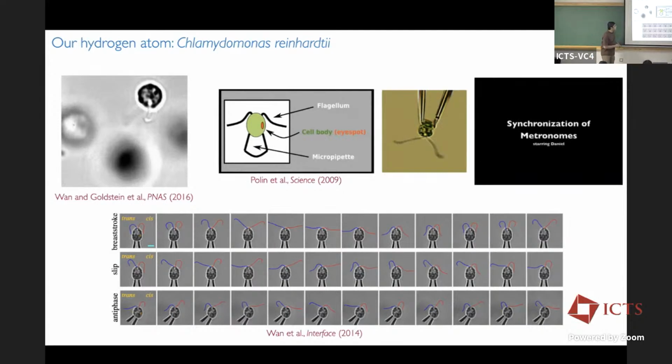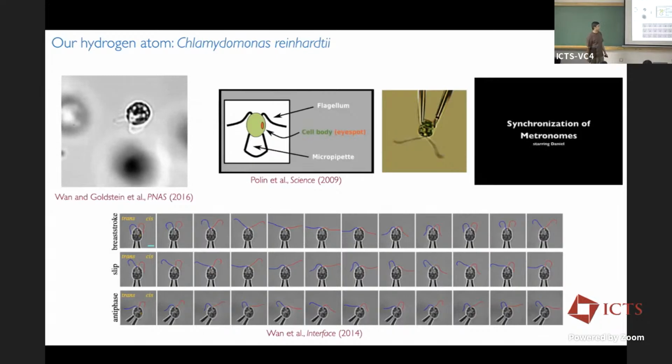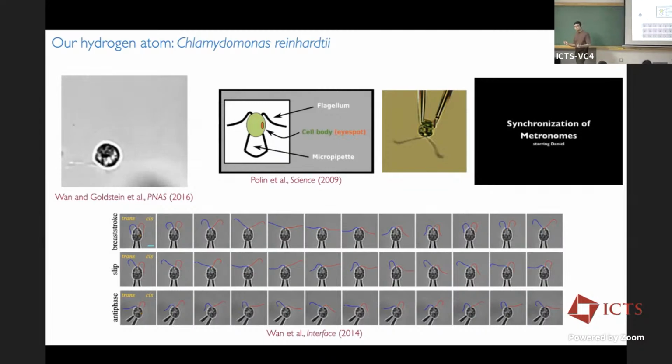Let me first tell you how these guys swim. Previously you just saw them attached. They have this pair of flagella, floppy flexible filaments, beating in a coordinated fashion, and they're moving around. To remind you, these are floppy objects, so they break time reversal symmetry. The beating patterns are not symmetric under the reversal of time, and that's why you have locomotion of these organisms.